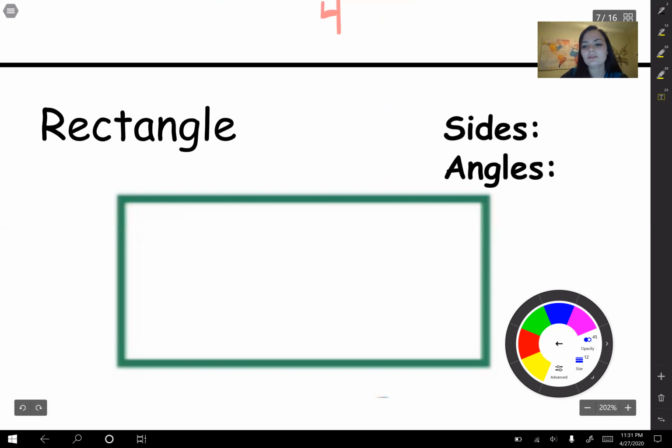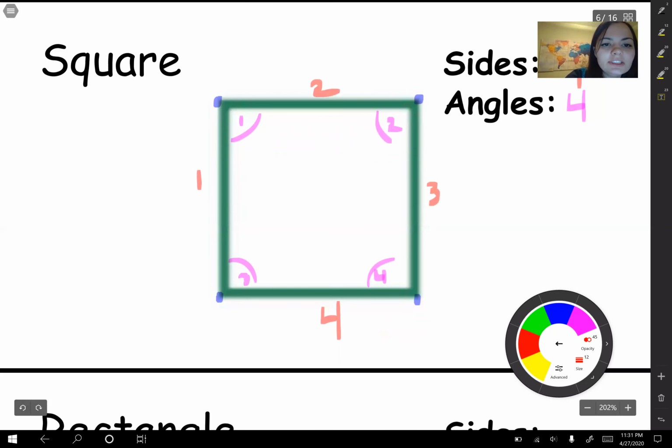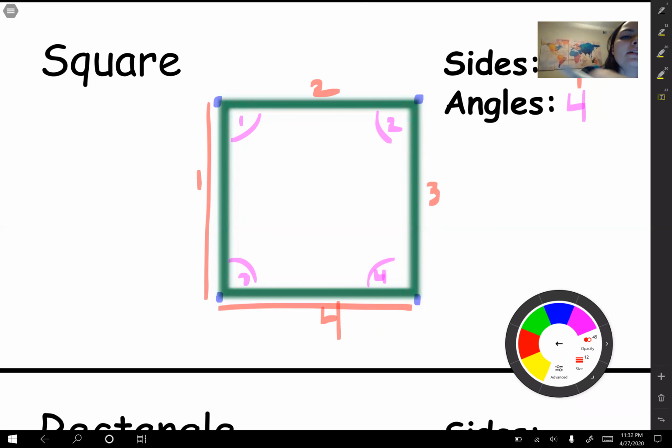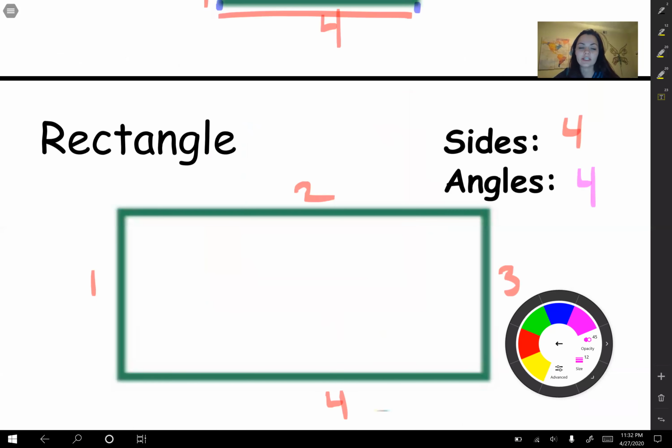But you see what's similar about the rectangle is they have 1, 2, 3, 4 sides. Well, the square also has 4 sides. But the difference is the square has all equal sides. If I were to take this piece and measure this piece, they would be the same. So square, equal. That's what I want you to think about. Rectangle is also 4 sides and 4 angles, but they don't necessarily have to be equal.